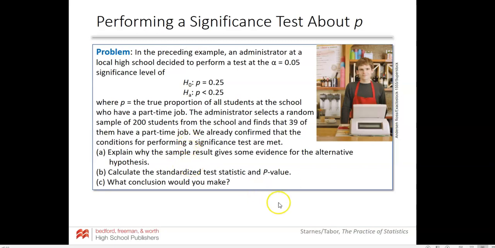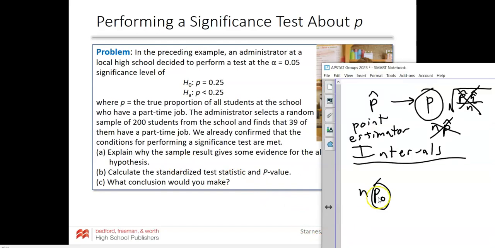How do we calculate the standardized test statistic? So we go to, sorry, let me get to this.